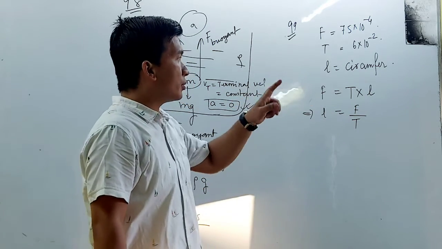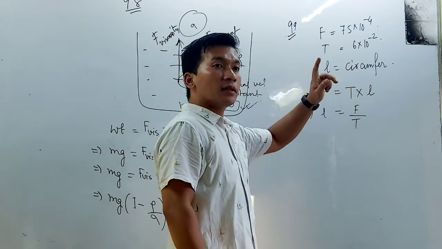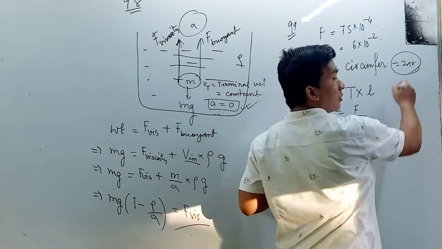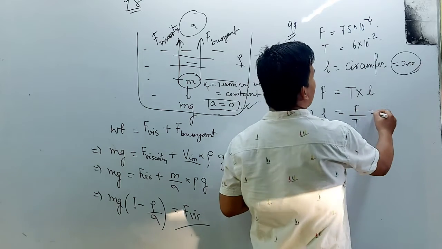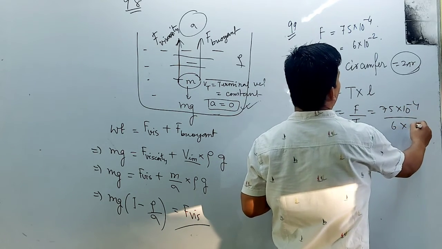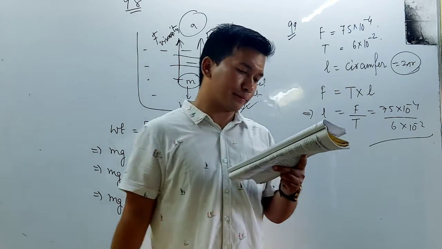The surface tension will be acting along the circumference. So L will be represented with the circumference, which is 2 pi r. Put in the value of F: this is 75 into 10 to the power minus 4, and this is 6 into 10 to the power minus 2. You calculate this and you will get your answer.